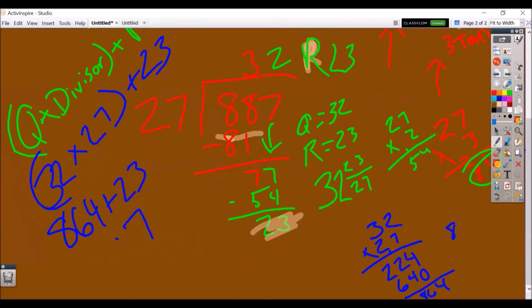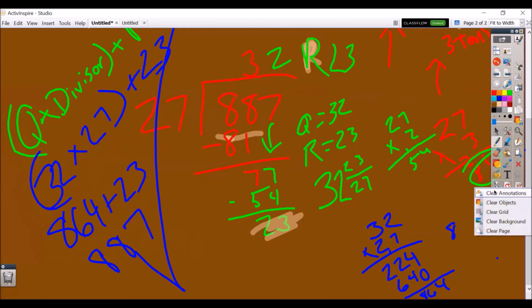The ones would be 7, the tens would be 8, hundreds would be 8. That is exactly my dividend. Beautiful check mark. I love it. Satisfying to me. All right, one more problem together, and then you will move to your problem set practice.